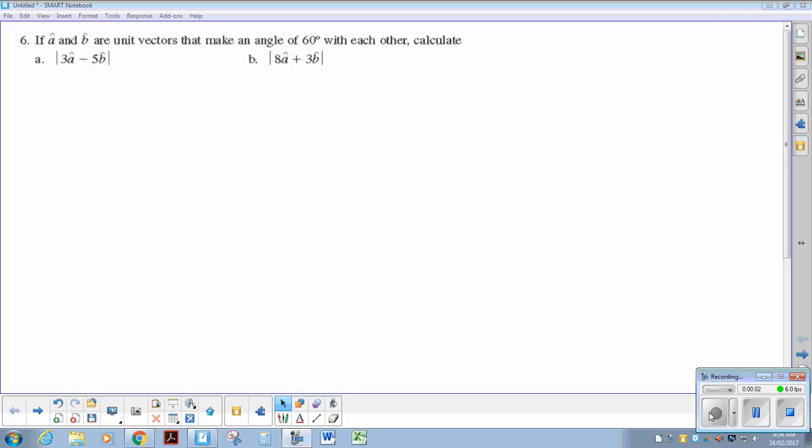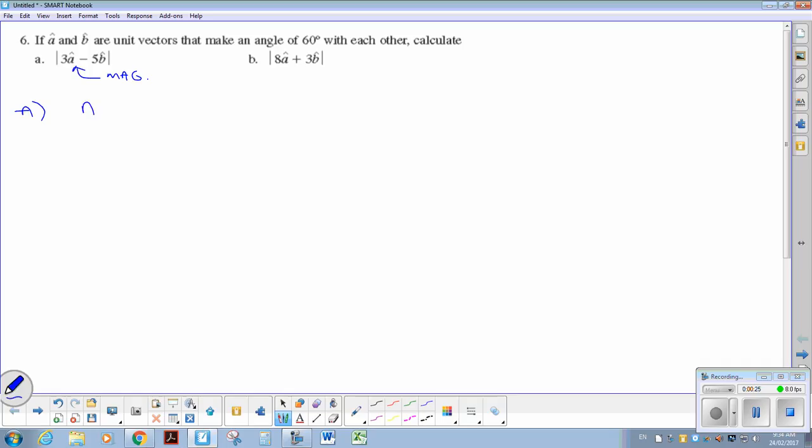All right, this is question number 6 from lesson 4, and it says that A and B are unit vectors, and they're at an angle of 60 degrees with each other. They want you to calculate the magnitude, that's what that means. So we're looking for the magnitude. I'm going to do question A both algebraically and geometrically so you can see both, and then you can try B on your own. So let's start with algebraic.